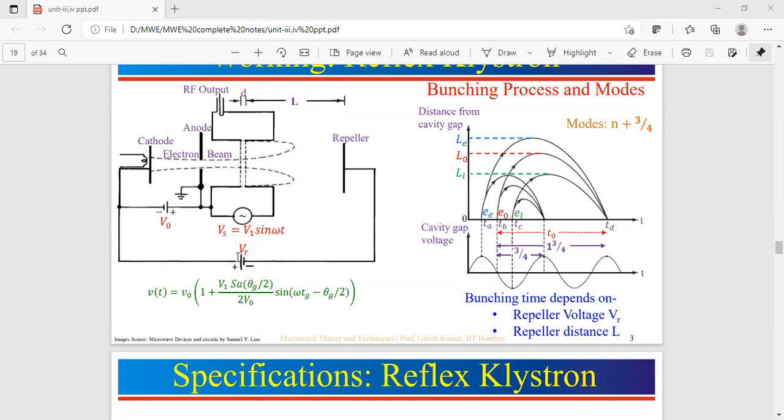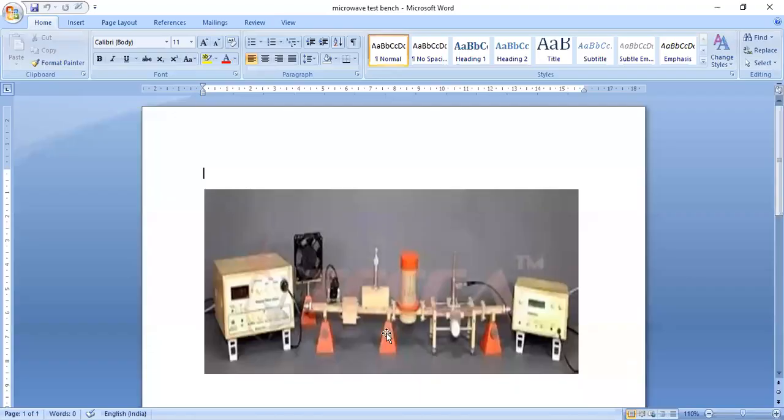What is the beam current required? What should the beam current drawn be? Whenever you are increasing the beam voltage, it should not increase more than 20 to 30 milliamperes. And you should see on the CRO screen whether you are getting the proper output or not.